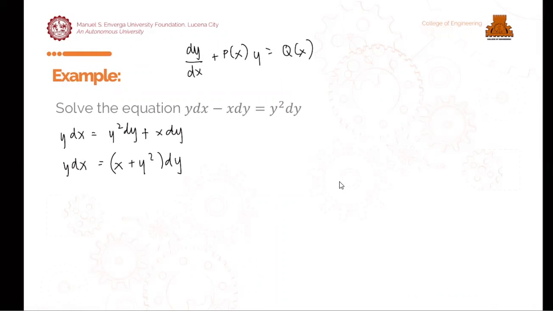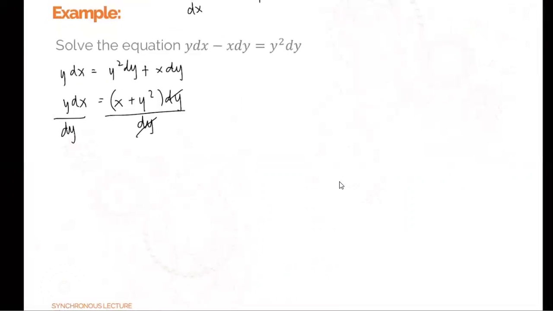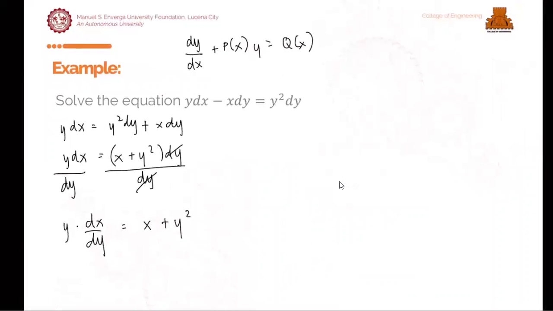Kasi 'pag yung dx ang dinivide natin sa both equation, hindi mawawala, magiging dalawa yung value ng dy over dx natin. So, ang puwede natin gawin, ang divide natin ay si dy, okay? Para meron tayong y times dx over dy is equals to x plus y squared. So, kung ang dependent natin is si x, so meron dapat tayong linear form na dx over dy plus p of y x is equals to q of y.